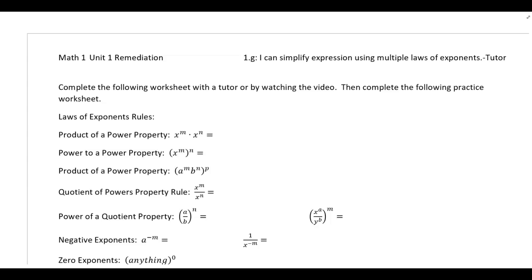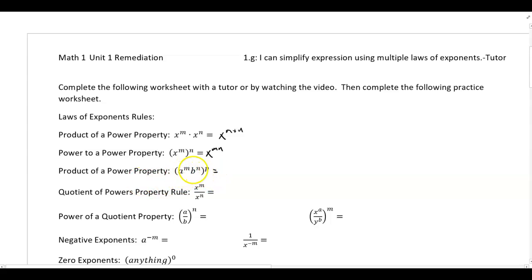So, the first property we have is when we multiply same bases. What do we do when we multiply same bases? We add the exponents. When we raise a power to a power, what do we do? We multiply the exponents. Now here, the product of a power property is a combination of the power to a power property, right, and this new property.